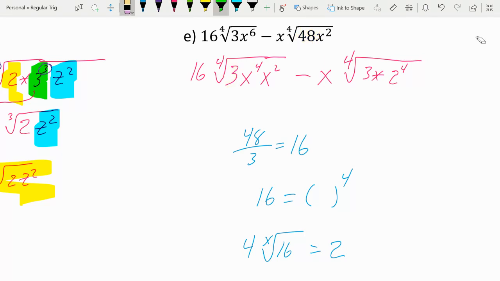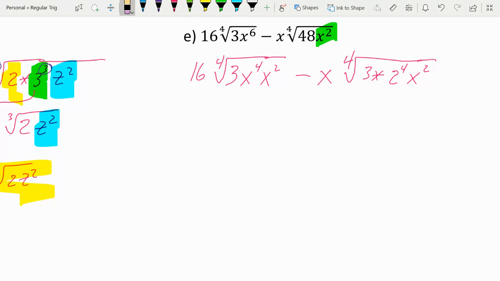So now, can I do anything with that x squared? No, because I only have an exponent of 2. I can't break it up anymore. So x squared. Now, let me get myself some room to write here. So I have that 16. Can I do anything with that 3? No. So it's going to stay underneath the radical. So here's my radical, the fourth root. That 3 is going to stay underneath.